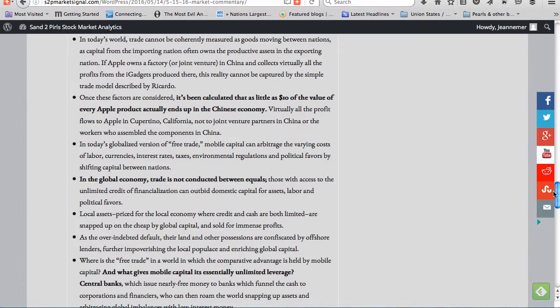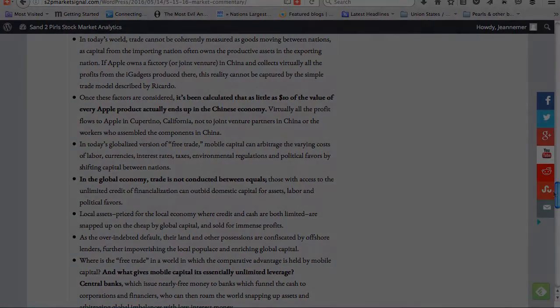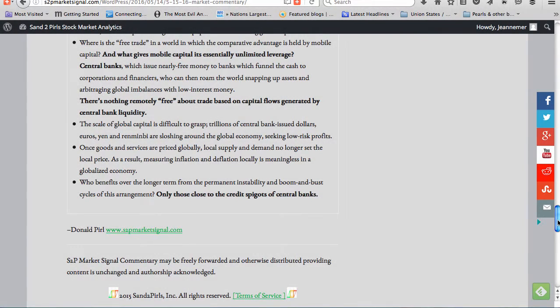Local assets priced for the local economy, where credit and cash are both limited, are snapped up on the cheap by global capital and sold for immense profits. As the over-indebted default, their land and other possessions are confiscated by offshore lenders, further impoverishing the local populace and enriching global capital. Where is the "free trade" in a world in which the comparative advantage is held by mobile capital? And what gives mobile capital its essentially unlimited leverage?